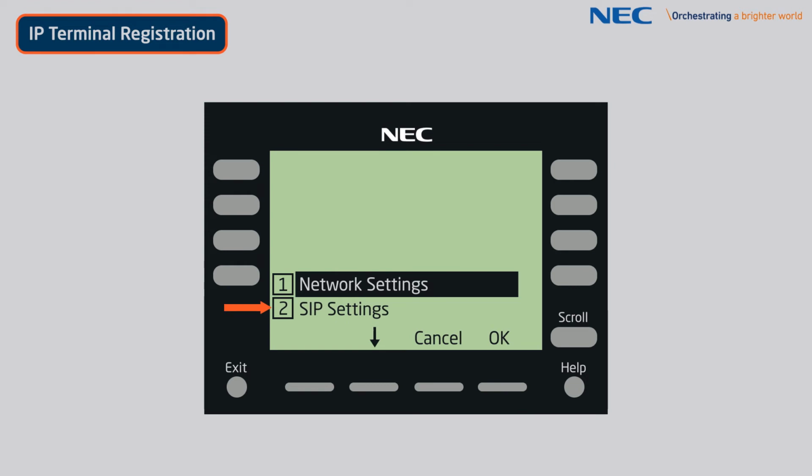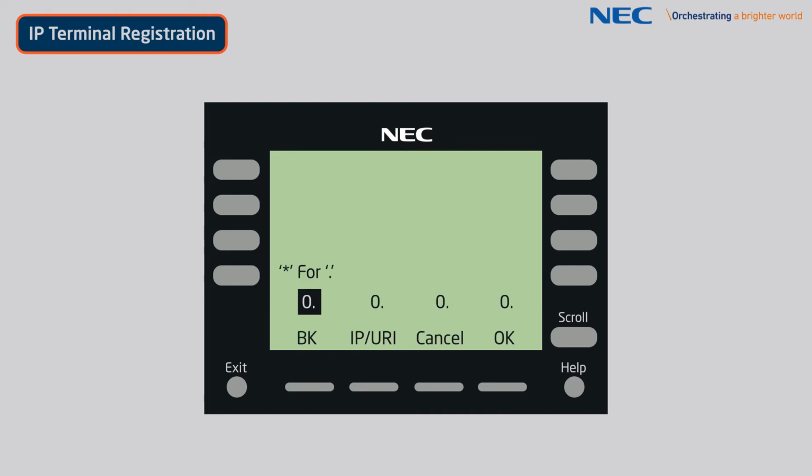Press 2 to select SIP settings. Press 2 to select server address and URI. Press 1 to select first server address. Enter the VoIP IP address of the SL2100 using the keypad digits and press OK.